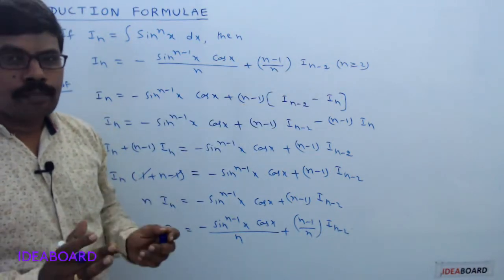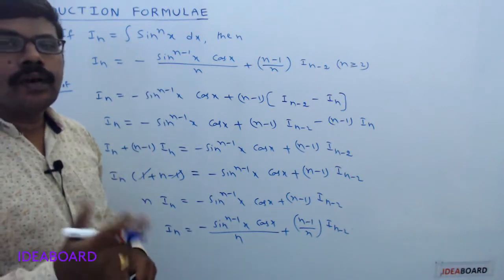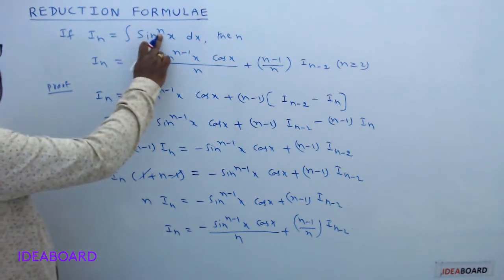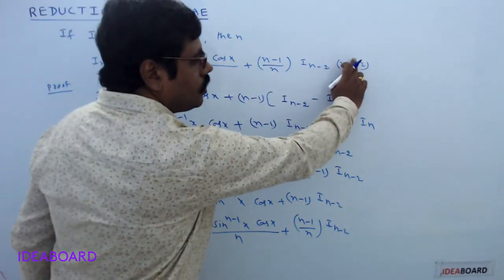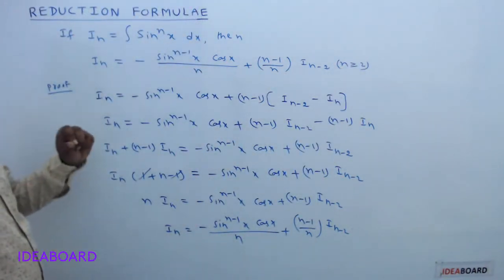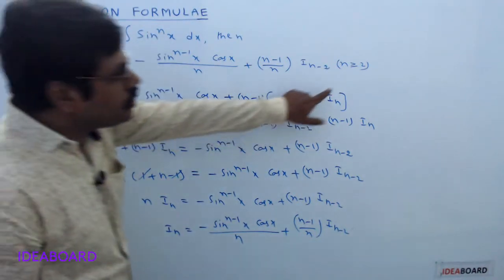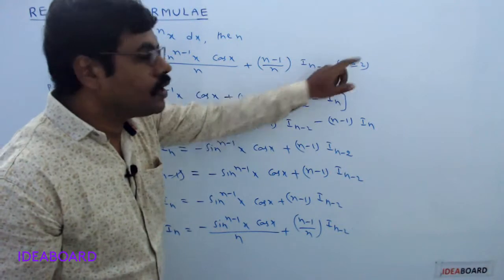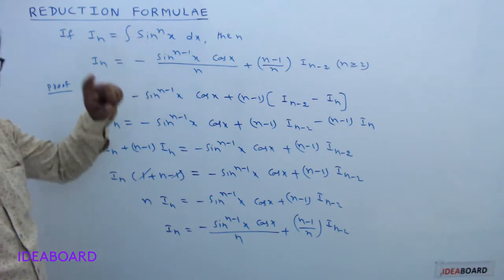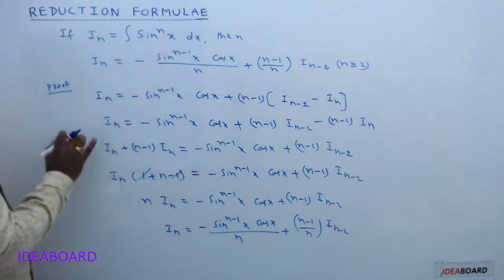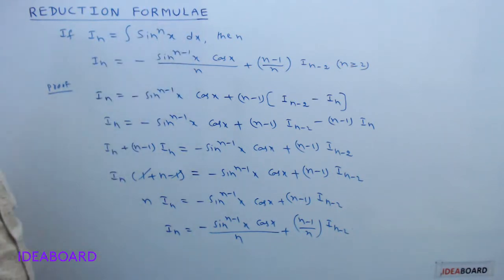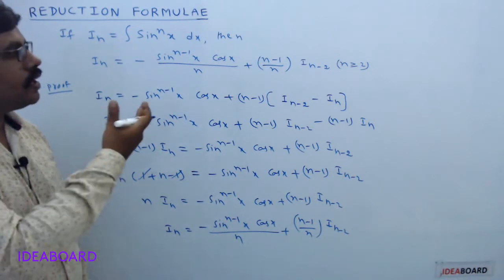Now how to apply this reduction formula on your given problem? Now see that application. If your n value is equal to 2 or more than 2, then use this formula. If the value of n is less than 2, then use this function, that is I_n equals the integral of sin^n x dx. So let us see some examples related to this formula.